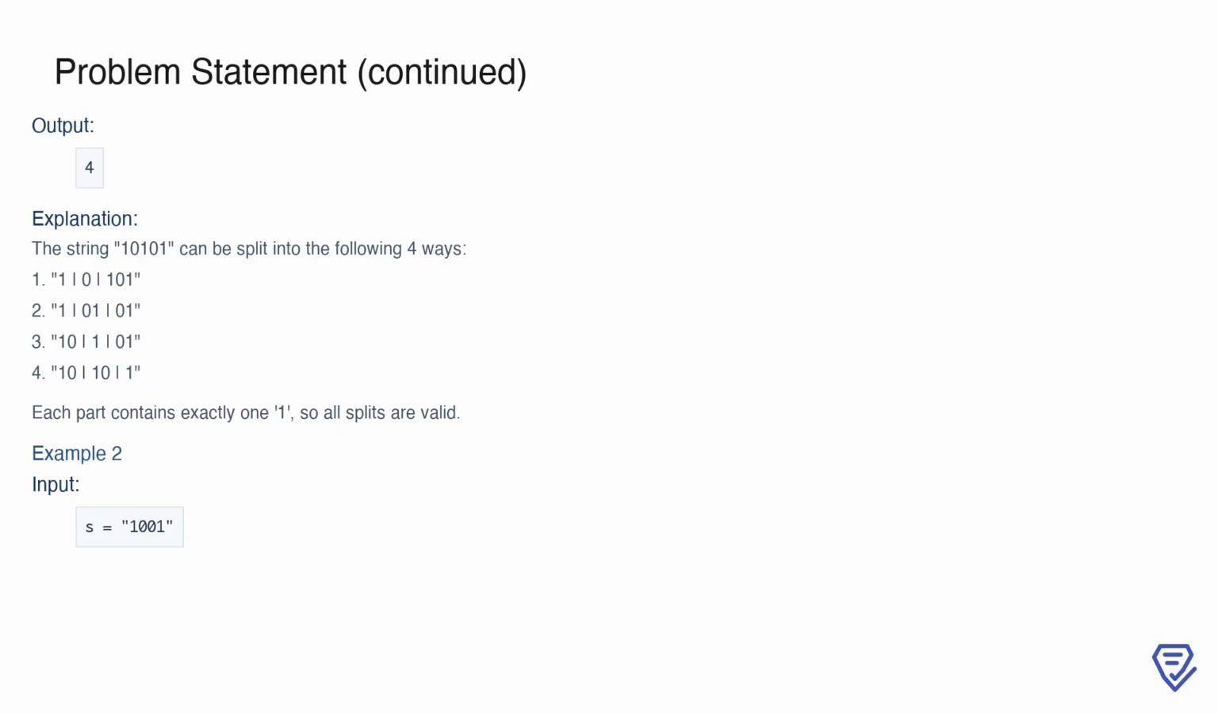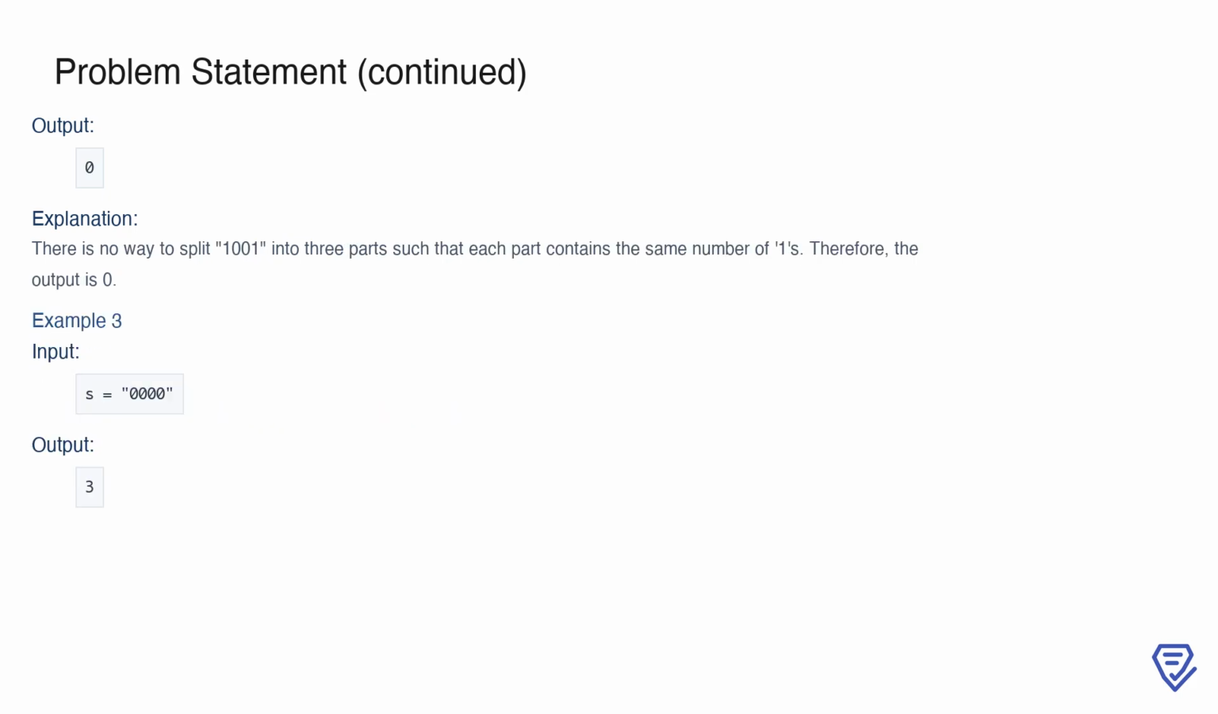Now, let's look at another example to see how the output can be different based on the composition of the string. Now take the input string S equals 1001. In this case, the output is 0. The reason is that there's no possible way to divide this string into 3 non-empty parts where each part contains the same number of ones. The string has only 2 ones, which makes it impossible to create 3 parts, as each part must contain at least 1. This example highlights an important limitation: if the total number of ones in the string is less than 3, it's impossible to satisfy the conditions, and the result will always be 0.